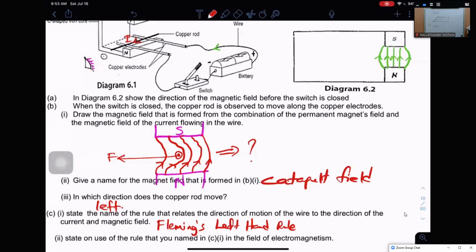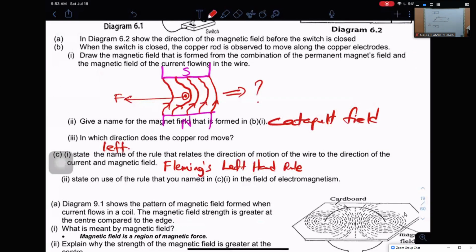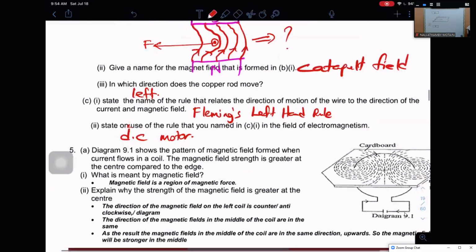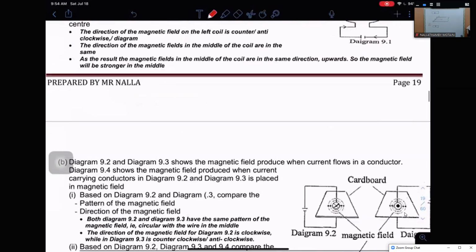Okay. Then we go for the next step. Step 1: use of the rule that you have mentioned in C1 in the field of electromagnetism. So you write DC motor, because the motor will use current and then it will be turned. So the turning effect needs what? The force. So we can identify the direction of force acting using what? Fleming's left-hand rule. So that means DC motor. Okay, number 5, I leave it to you because the answer is already given to you.